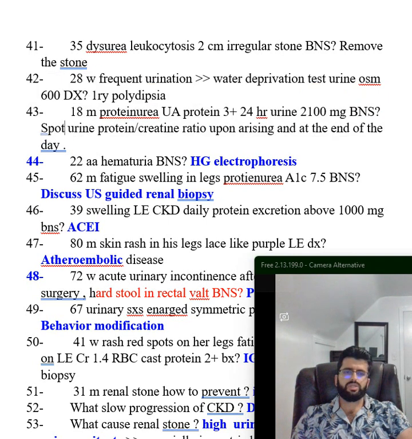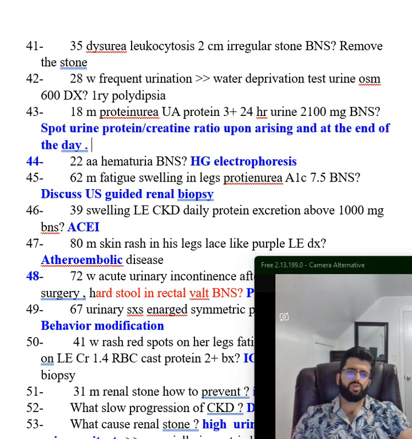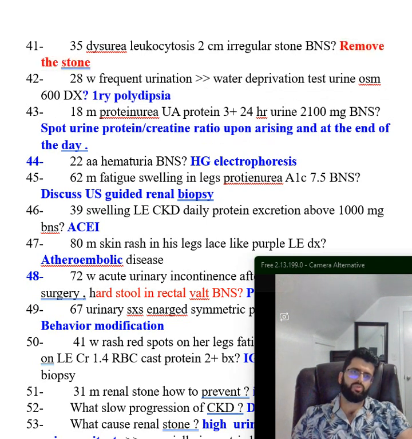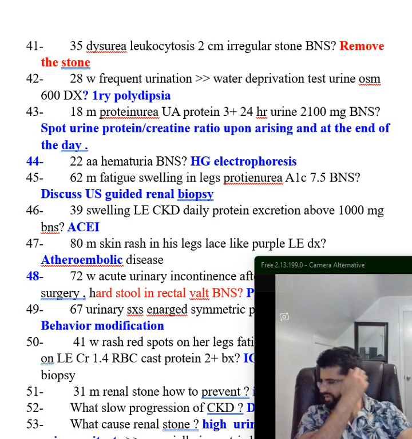Spot urine protein if the urine protein is elevated and the healthy patient doesn't have symptoms. Primary polydipsia when the urine osmolality increases after deprivation. And you want to remove the stone if there's an irregular stone, 2 centimeters.